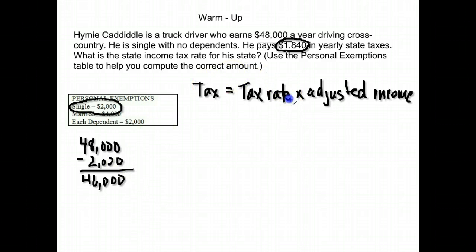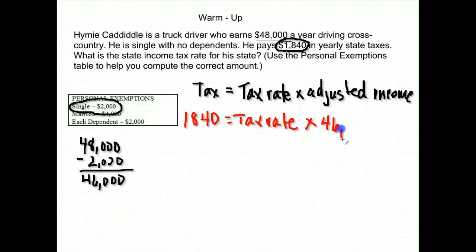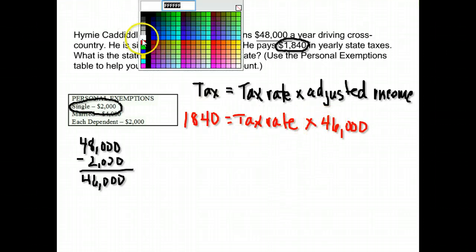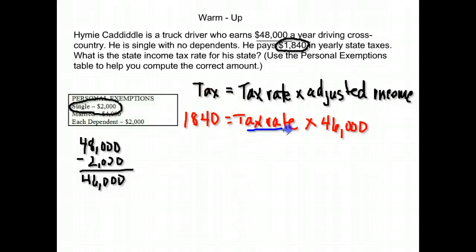They didn't give this to us nice and easy. We're going to have to do some solving here because we know the tax. We know the tax is $1,840. What we don't know is the tax rate. But we do know that the tax rate times his adjusted income of $46,000 turns out to be $1,840. So we can use that to solve for the tax rate. Right now we have the tax rate times $46,000. So to solve, we do the opposite and divide by 46,000. And whatever you do on one side, you need to do to the other. So we divide by 46,000 over here also.